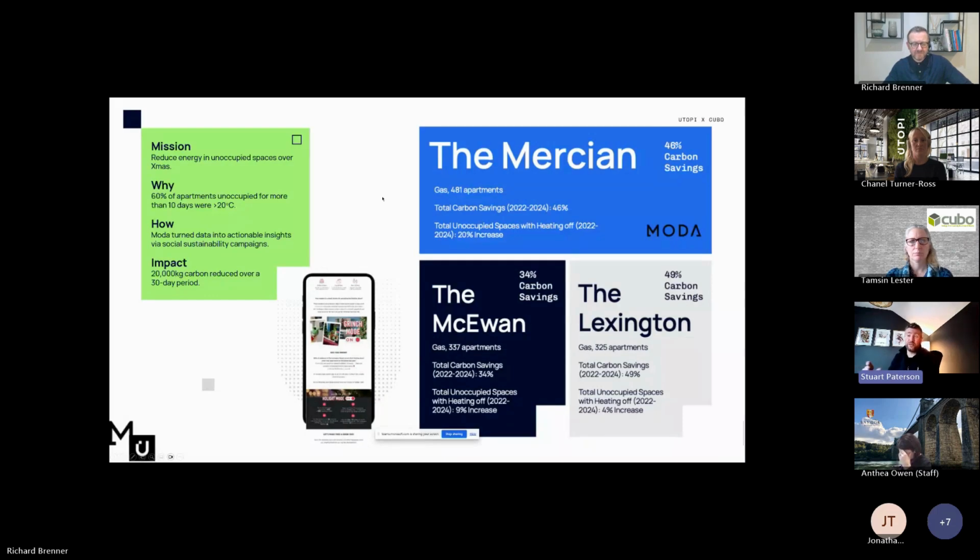And the data story here is really quite telling. What we have across the board is a 45% or 20,000 kilogram reduction in carbon in unoccupied spaces based on the previous year. And it's really powerful. We identified an opportunity, we put an intervention in place, and we're able to easily and successfully measure the impact that had at the back end. So yeah, really interesting success story here.